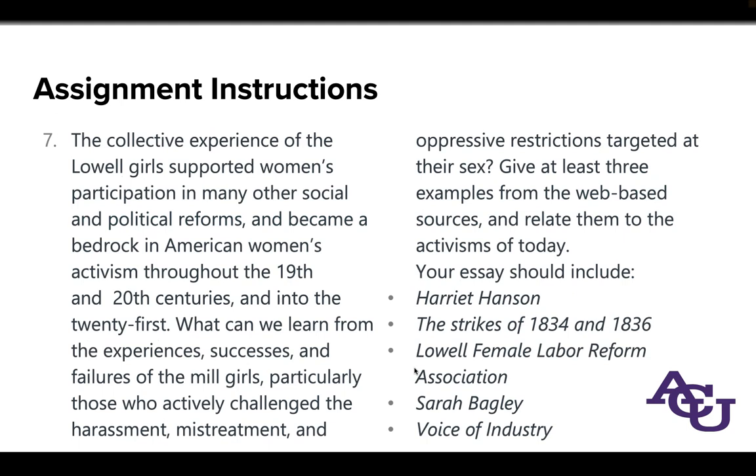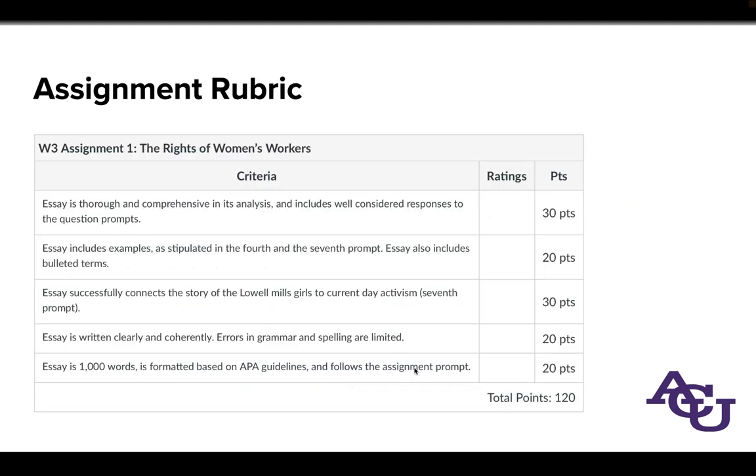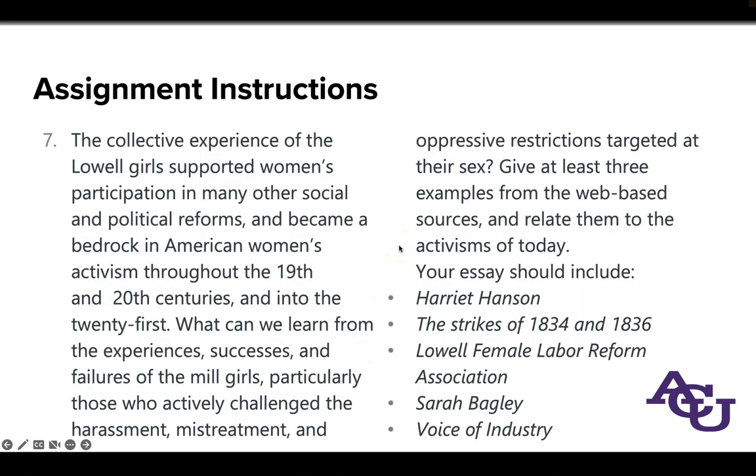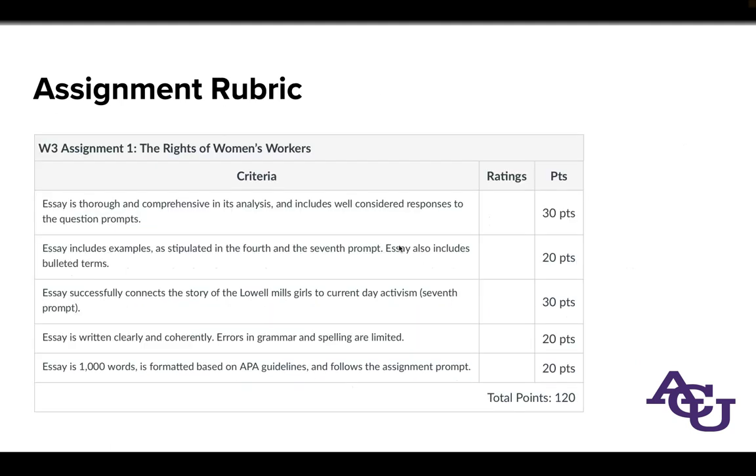And then we have this big one here, where it focuses on what can we learn, or what are the applications today. And if we look at the rubric here, it's saying, okay, make sure that you have all the things there. And you'll see the second row says includes examples as stipulated in certain prompts, and includes the bulleted terms. Those are those ones at the end. So you can make sure you mention those people. And you need to successfully connect the story of the Lowell Mills girls to current day activism.